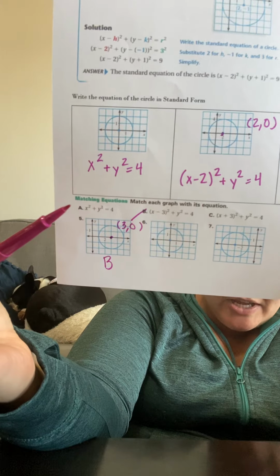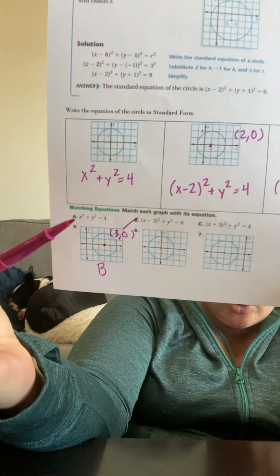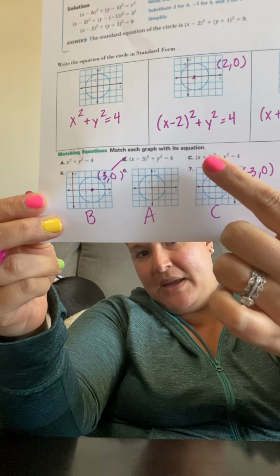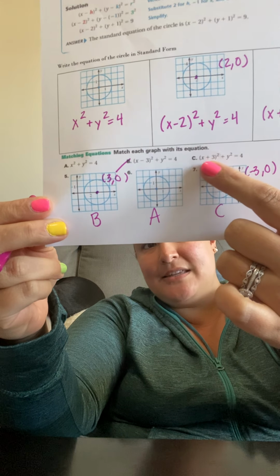Notice that this one has a center at 0, 0. So because it has a center at 0, 0, I'm going to match it up with A, because notice how there's no parentheses or anything like that. And obviously this one is going to be C, and that one makes sense because the center is at the point negative 3, 0. And so since it's at negative 3, 0, that's why we're going to be having this plus 3 right there.